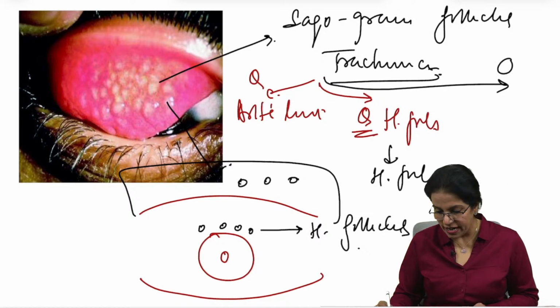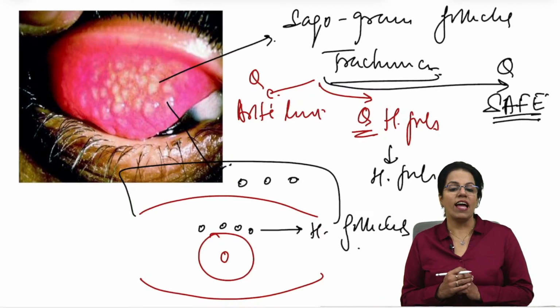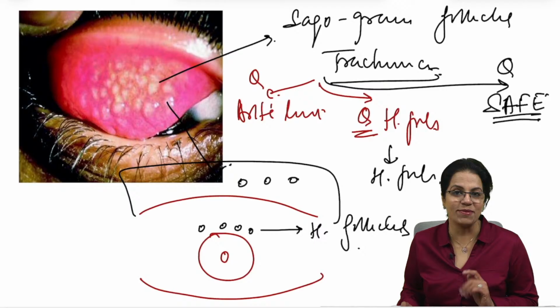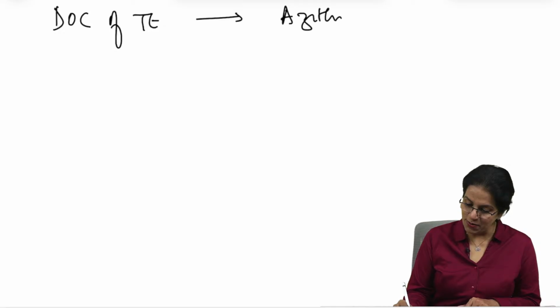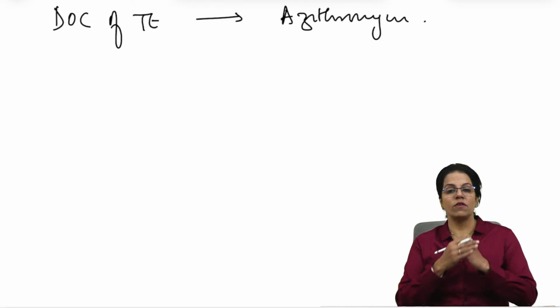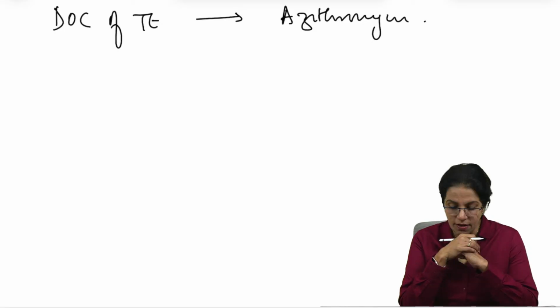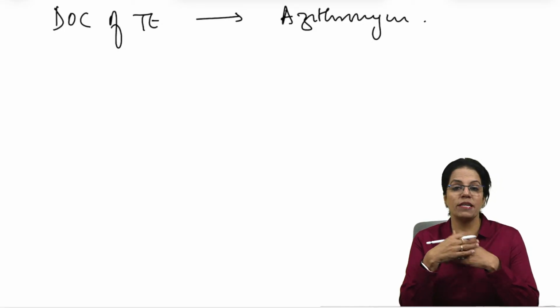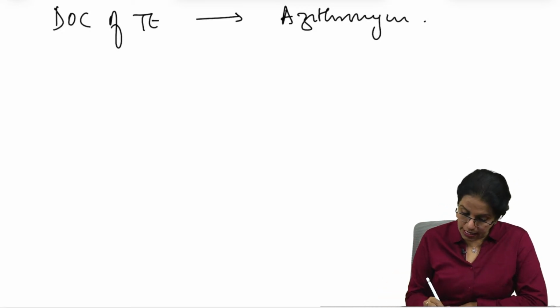We will not forget repeated questions, SAFE strategy, okay? Surgery, antibiotic, facial hygiene and environmental cleanliness. Please don't forget that, they ask you so many times. What is the drug of choice for treatment of trachoma? It should be azithromycin. We all know that, azithromycin. And even for mass therapy for prevention, again in the SAFE strategy, what are we using? Azithromycin. Okay?